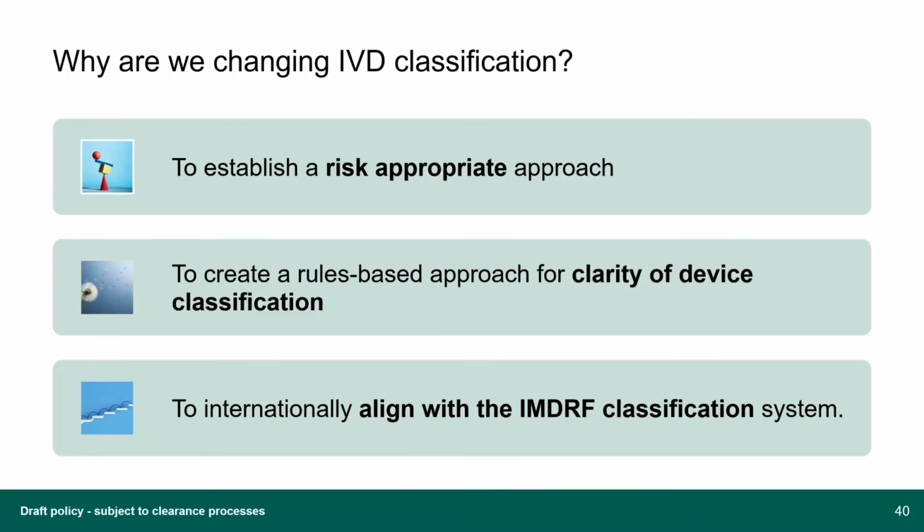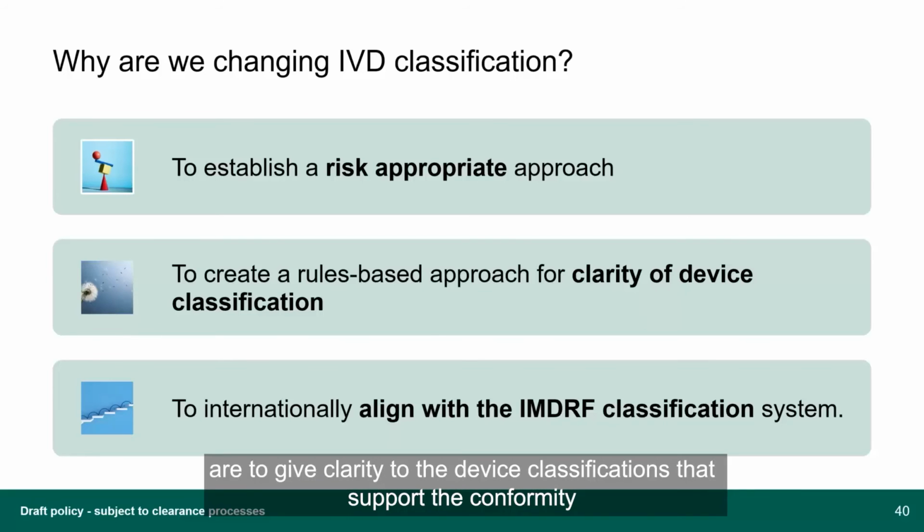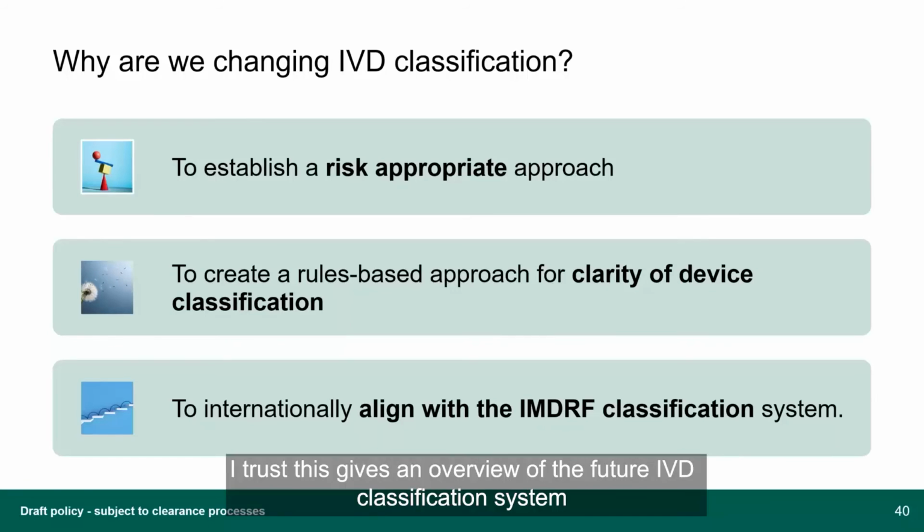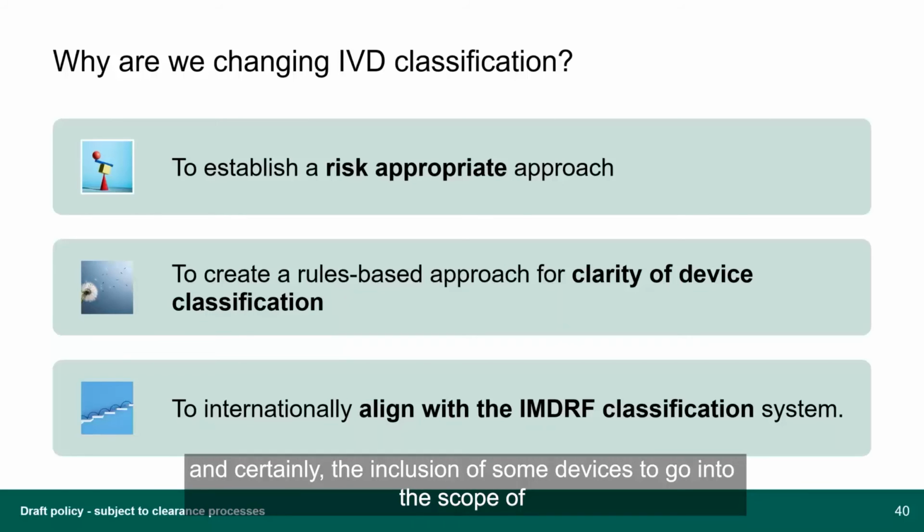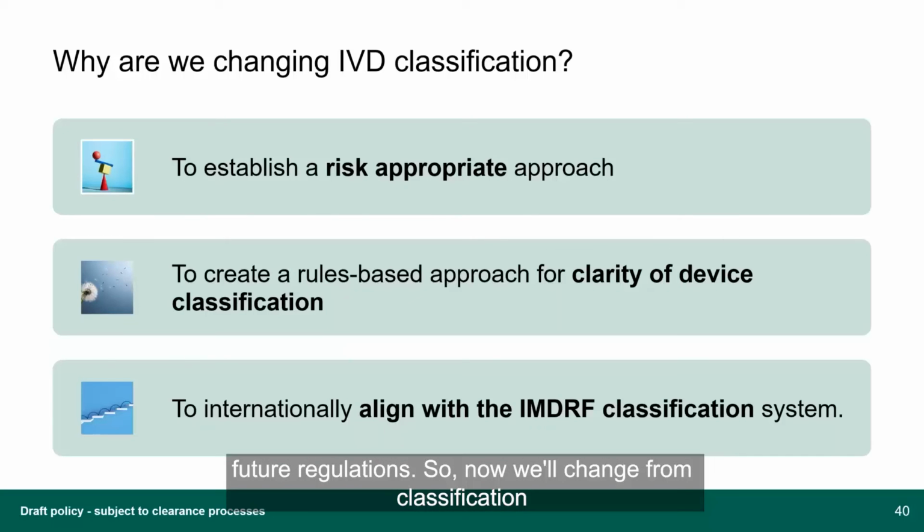The rules are to give clarity to the device classifications that support the conformity assessment that's required. Also, these classes and rules align with the harmonized principles of the IMDRF classification system. I trust this gives an overview of the future IVD classification system and certainly the inclusion of some devices to go into the scope of future regulations.